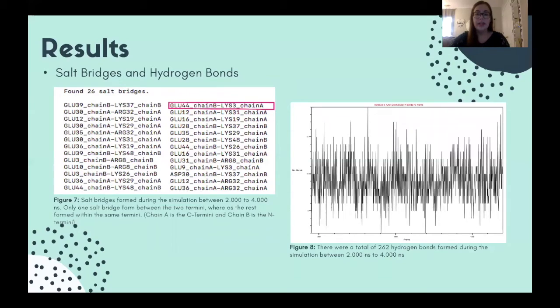The two types of interactions we looked at were salt bridges and hydrogen bonds, which are both types of non-covalent interactions. What we see in Figure 7 is that there were 26 salt bridges formed during this time. However, only one salt bridge even occurred between the two termini. Similarly, a total of 262 hydrogen bonds were formed, but they seem to be breaking almost as quickly as they were formed.